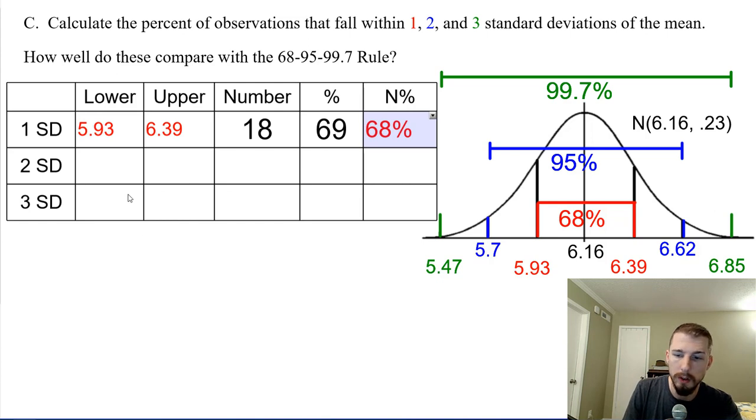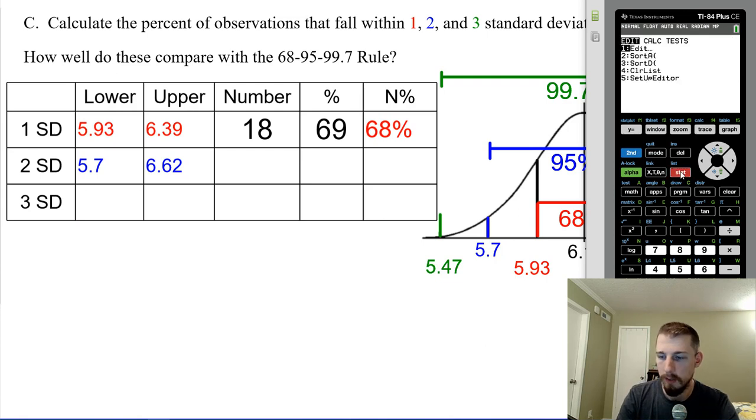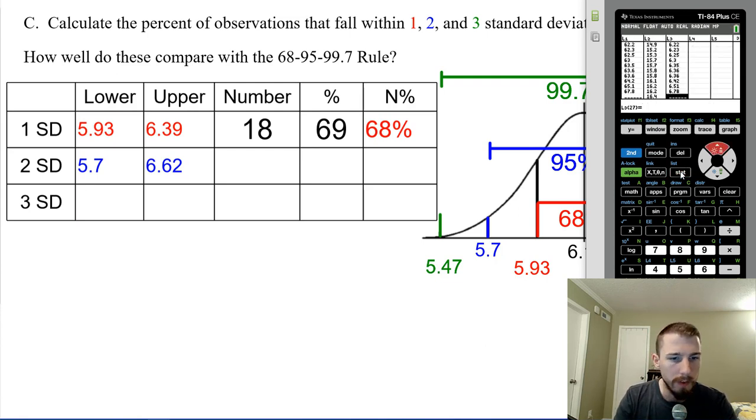Alright, what about within 2 standard deviations? That's going to be from 5.7 to 6.62. What number do we have on that? So I'm going to do our little trick here. I'm going to go stat, edit. I'm going to start at the very top and find the first one that would be within that bounds, which would be this one right here. It looks like there's only one that's not going to be within the upper bound, and on the lower bound, all of them would be, because 5.7 was the lower bound. So there's only one that's not, so that's going to be 25.